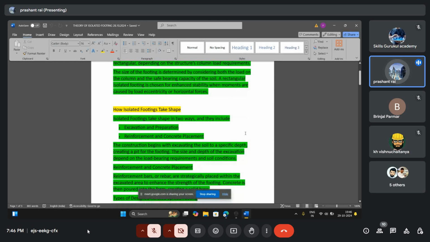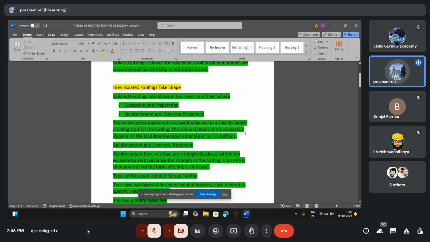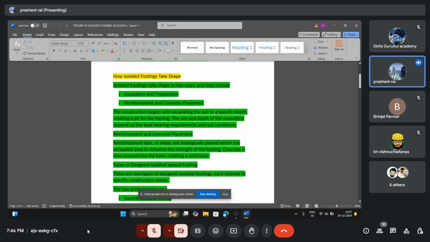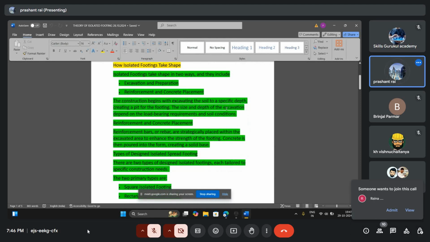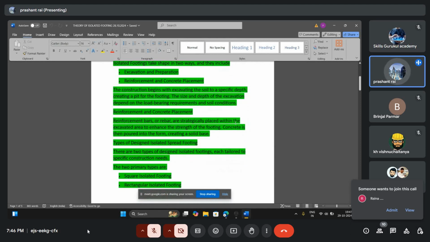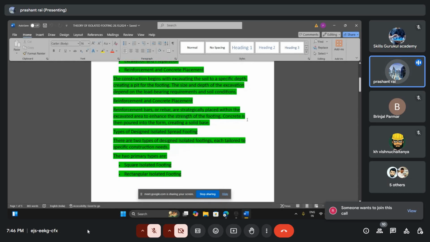How are isolated footings constructed? Isolated footing construction takes place in two steps: excavation and preparation, and then reinforcement and concrete placement. The construction begins with excavating the soil to a specific depth, creating a pit for the footing. The size and depth of the excavation depend on the load-bearing requirement and the soil condition.